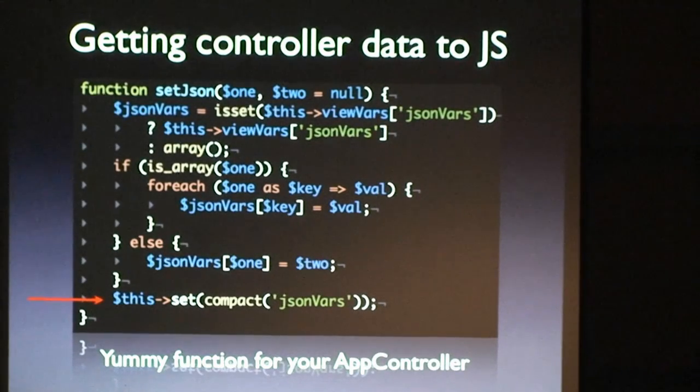I could have used viewVars directly. But anyway, what this does is you have the second set function that you can use for things you want to pass to JavaScript and not to the view. Essentially, you pass it to the view as well, but I'm going to show you what I do with it.